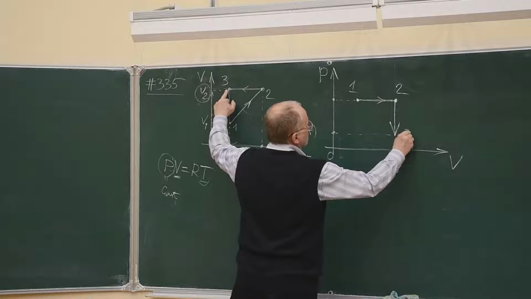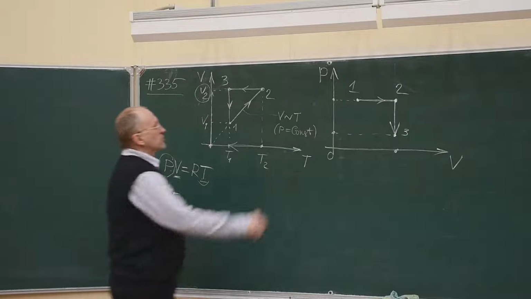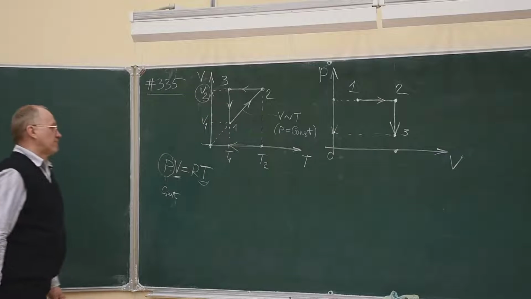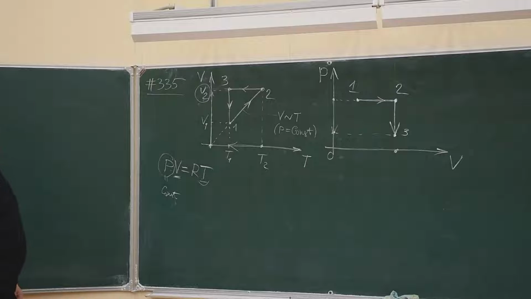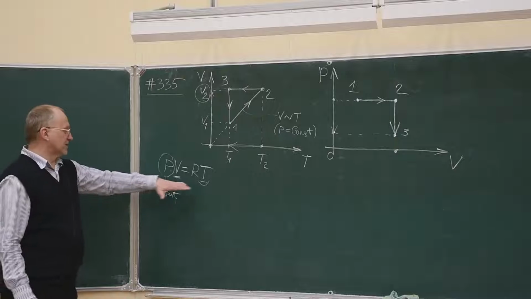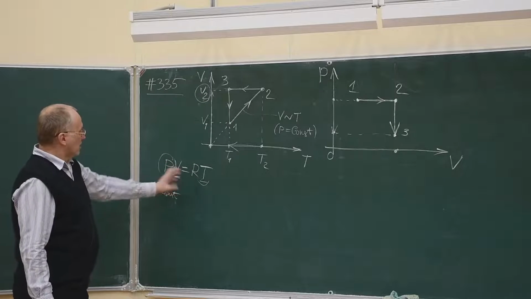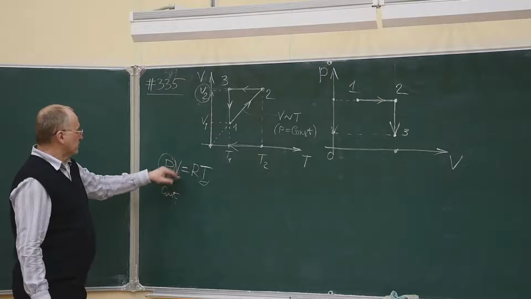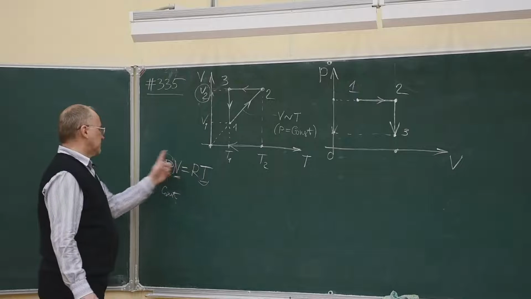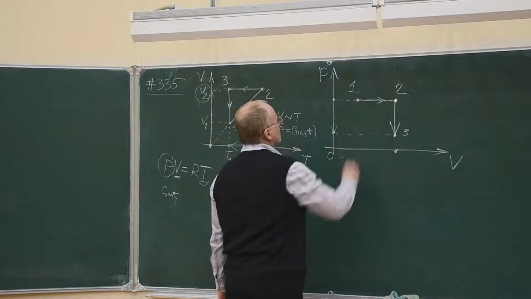So this is point 3. The pressure should decrease. Original pressure was here, and final pressure will be here. All our consideration is based on application of the universal gas law. We just have to figure out which quantity remains constant in every process, and then it's obvious how to draw the curve corresponding to a particular process.